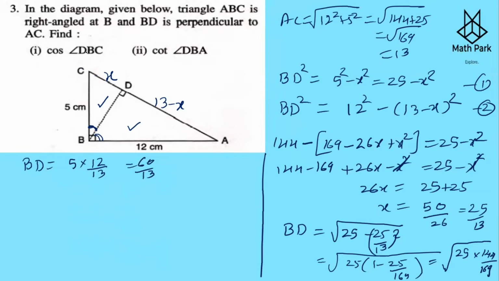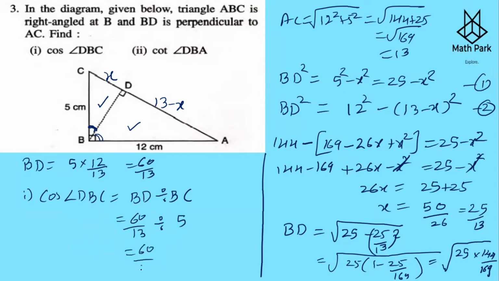Now you are asked to find cos DBC. So first part, when we are finding cos of angle DBC, it is adjacent upon hypotenuse, that is BD divided by BC, adjacent upon hypotenuse. So which is 60 upon 13 divided by 5, which we get as 60 upon 13 into 1 by 5. 5 ones are 5, 12s are 60. So we get it as 12 upon 13. So this is how cos DBC we got 12 by 13.